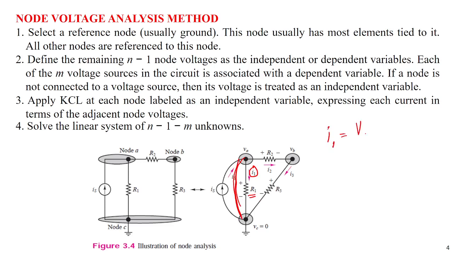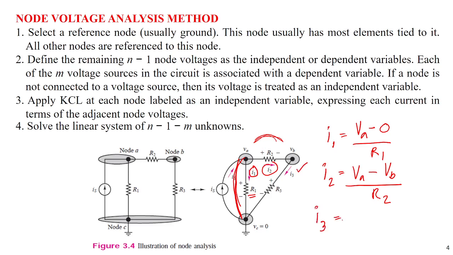I1 is VA minus VC, VC is 0, divided by R1. Is this okay for all of you? Before I go further, is it okay? Then what is I2? I2 will be VA minus VB divided by R2, right? The voltage across R divided by the resistance. This is Ohm's law, right?